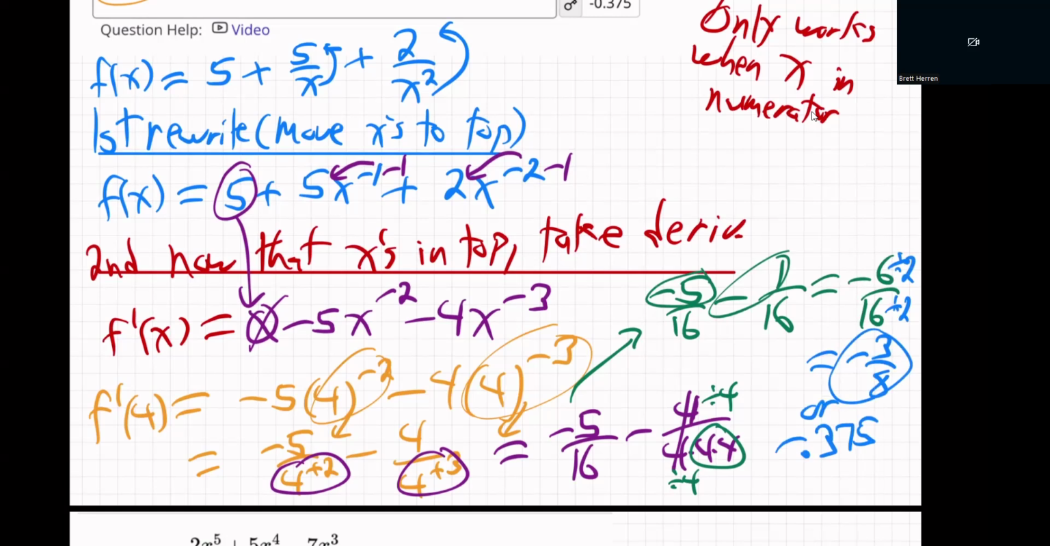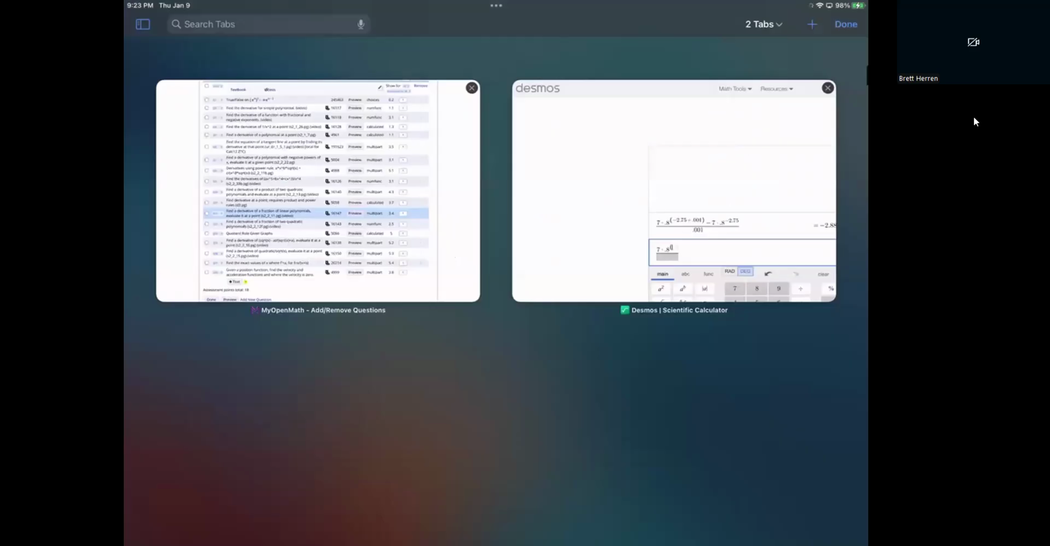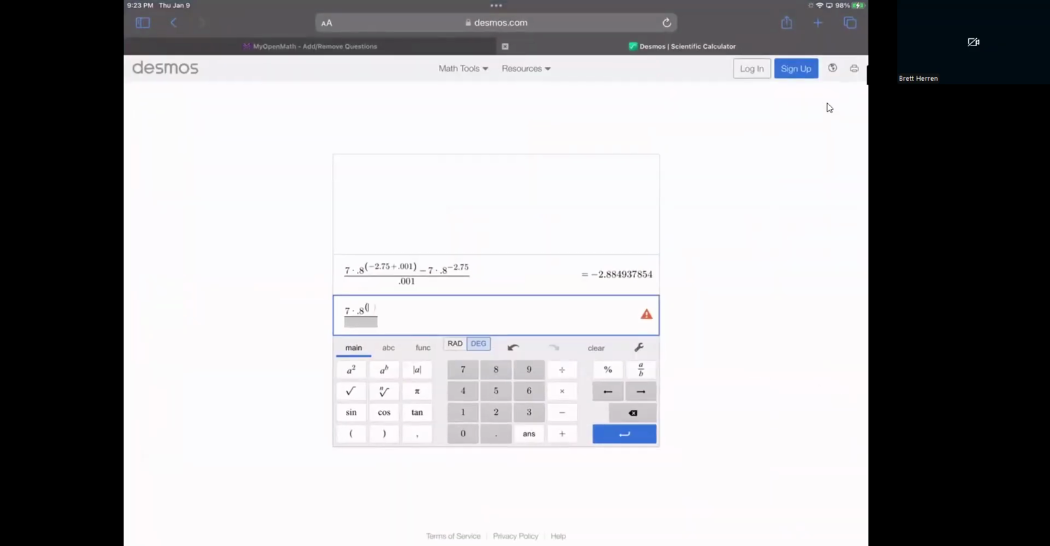You want me to show it on Desmos? I could show it on Desmos. Let me see here. So on Desmos right here, let me clear out what I got there. Clear all. There we go. So it was -5 times 4 to the power of -2, then -4 times 4 to the power of -3. Boom. There it is. See, same answer, -0.375.